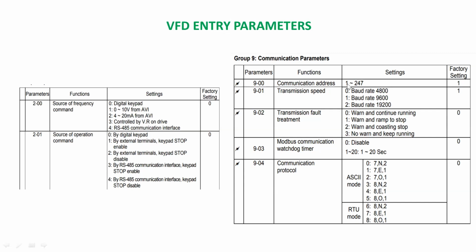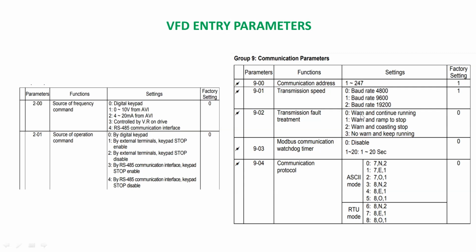Next, I'm going to enter the transmitting speed, that means the baud rate. In 9-01, I'm going to enter 9600. The cable baud rate is 9600, that means 9.6 kbps. It's a transmitting rate, and some people also call it the baud rate. Coming to 9-02, the default is 0, because while running it should run.